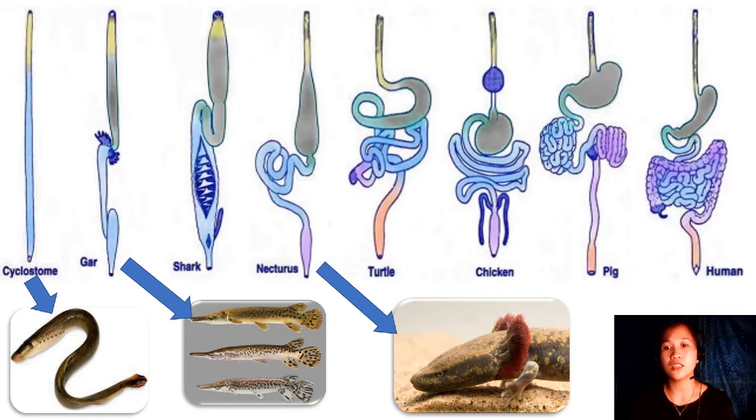Now the turtle, chicken. So try to look at this picture. So these are the different digestive systems or different representative species of animals. So we have pig and we have human. So in what ways are the different digestive systems of animals similar? Try to look at this one, guys, and try to answer my questions.